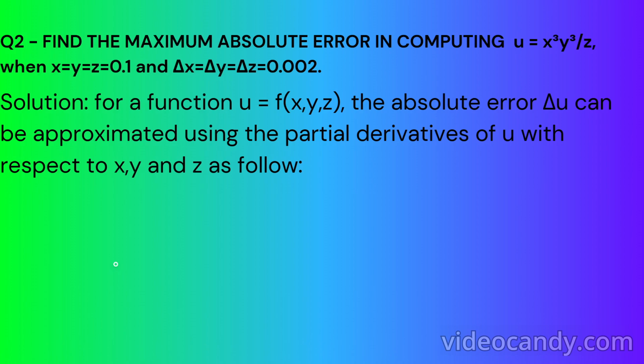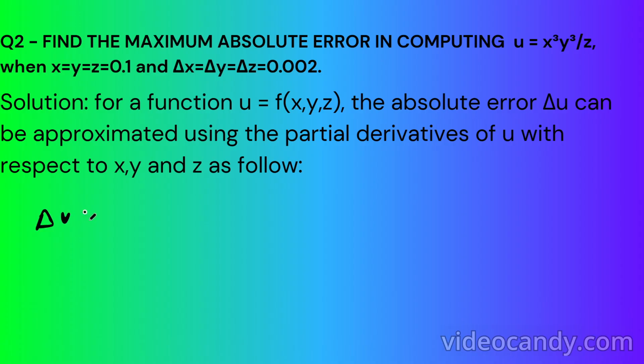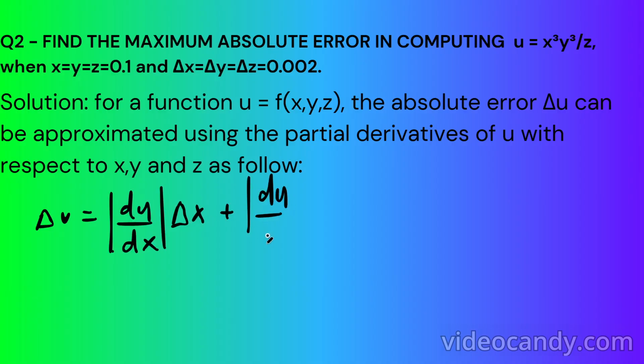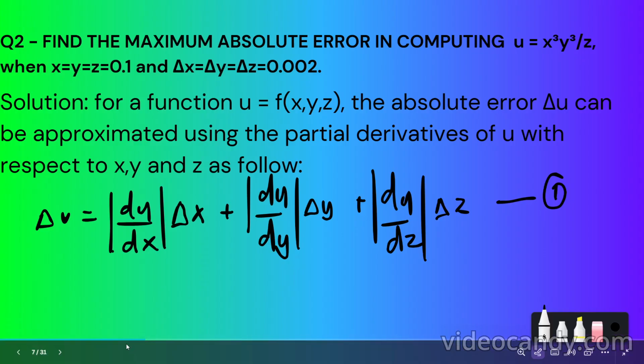Solution. For a function u equal to f(x, y, z), the absolute error triangle u can be approximated using the partial derivatives of u with respect to x, y, and z as follows: triangle u equals du/dx triangle x plus du/dy triangle y plus du/dz triangle z. That's the formula for the first step.